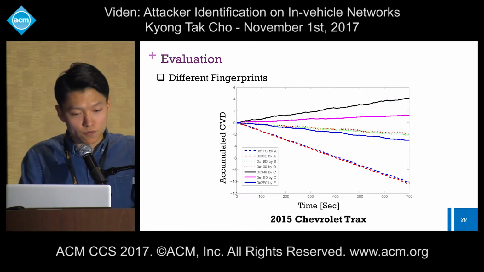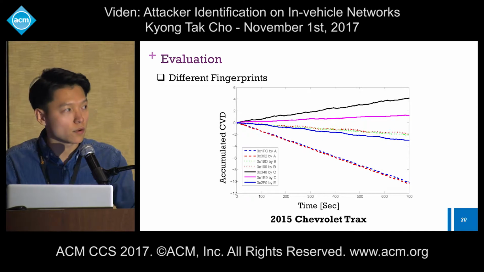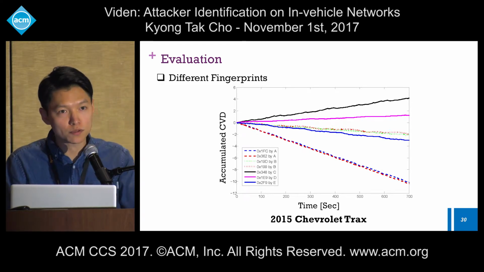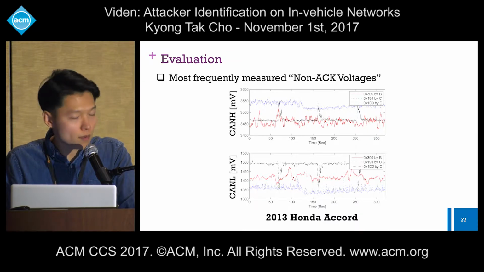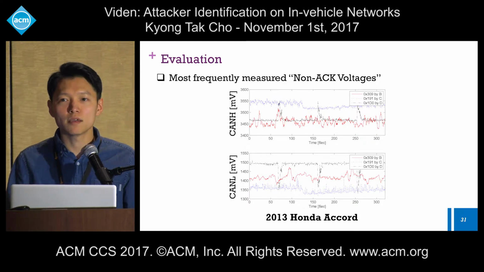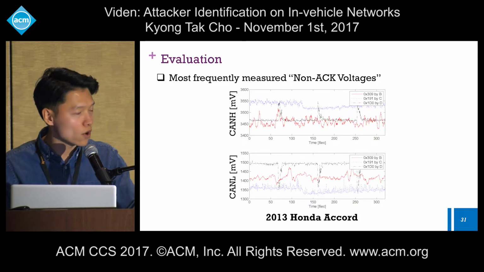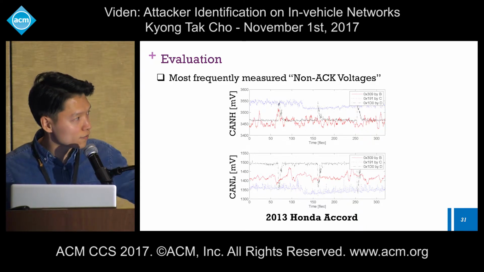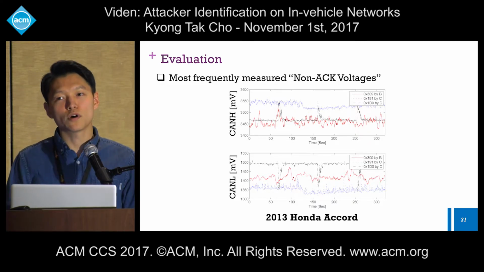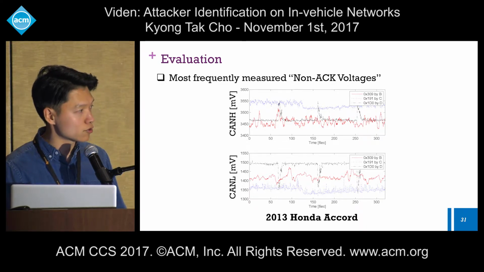The same results were shown for a 2015 Chevrolet Trax, again showing the same slopes for those same ECUs, even though those messages had different ID values. So why did this happen? We looked closely at those measurements. You can see here an example from a Honda Accord that although those ECUs are designed and implemented to always output 3.5 volts and 1.5 volts on CANH and CANL, in fact, they weren't outputting the exact values. For different ECUs, the actual voltage outputs were slightly different. This slight difference in the voltage outputs allowed us to successfully fingerprint those ECUs. The same thing was shown on the Chevrolet Trax as well.